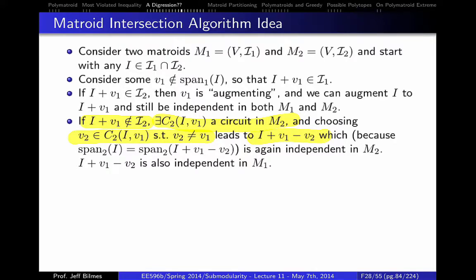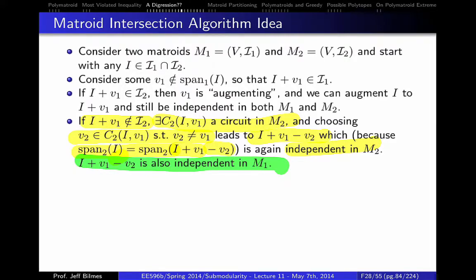And why is that? It's essentially because when we've added v1 to I in matroid 2, that creates a unique circuit. We removed a v2 that's not equal to v1, and remember, for any circuit, if you remove any element it's no longer a circuit, it's an independent set. And we've removed v2 that's not equal to v1, so we've recovered independence and we haven't changed the span. So the spanning set is the same. It's independent in M2. And moreover, if we remove v2 from I plus v1, we're also independent in M1.